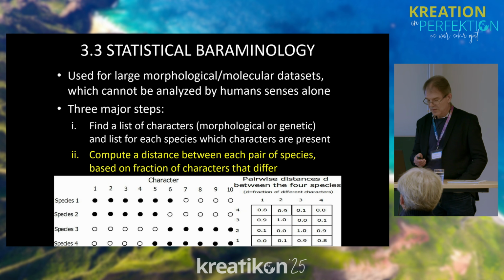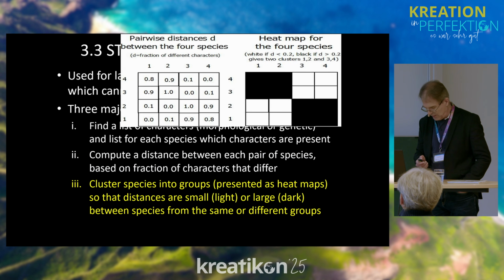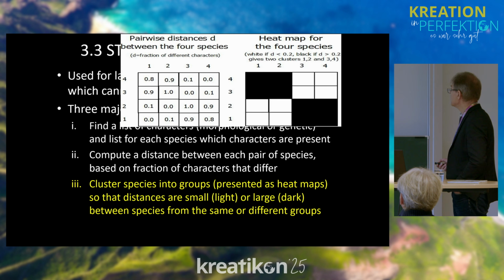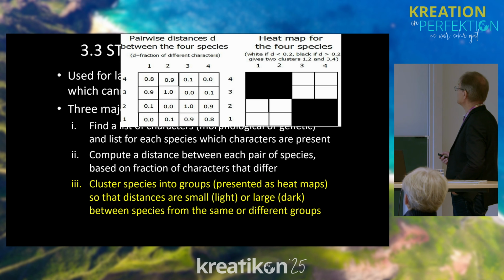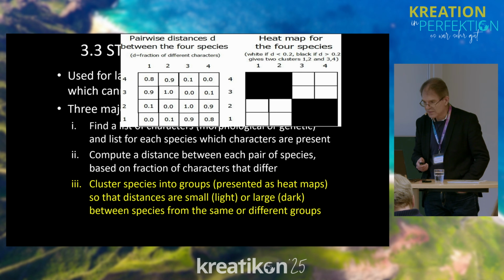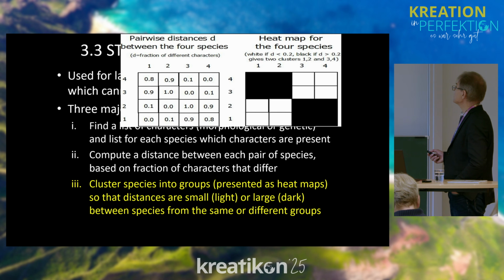So 9 out of 10 characters differ between species 1 and 3, 90%, and that gives us this distance. Based on this table of pairwise distances, we can cluster the species into groups, and that's called a heat map, because if distances are small, that gives us light boxes. We see that all these 4 distances are small, whereas the boxes are dark for pairs of species from different groups, when the distance is large. So this suggests that these 4 species are divided into 2 groups: 1 and 2 form their own group, and species 3 and 4 form their own group.